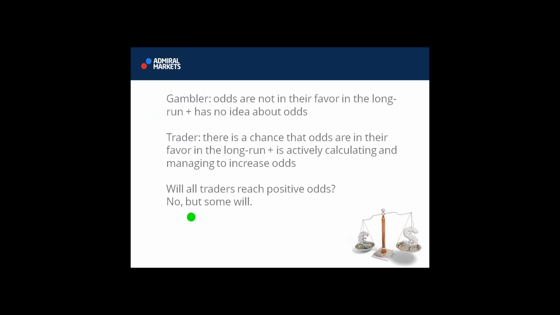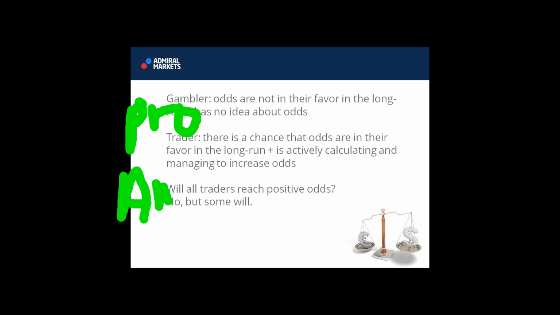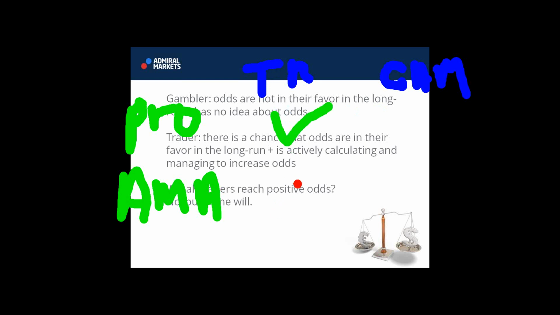So basically, you can have the following matrix. You have pros and you have amateurs, and on top you have trading and gambling. You can have professional traders, absolutely. But you can have amateur traders who are treating trading as gambling. You can also have amateur gamblers that just go there and throw some money on the table without any plan. But you also have professional gamblers that treat poker as a profession and have an edge in the long term. So it's all about the professionalism and how you approach it.